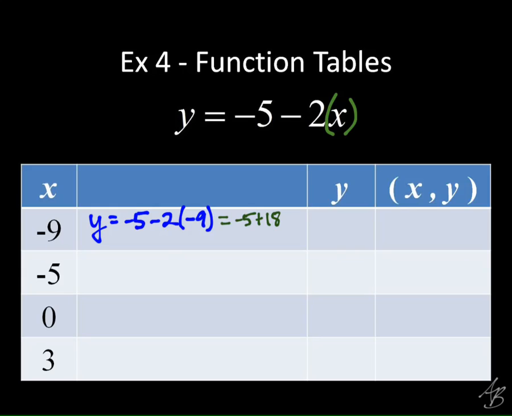That's the same thing as 18 minus 5. What is that? 13. All right. If you want, it's okay if you don't write the 13 in there, but you just put it over here in the y, but I'm going to write it in there. So we've got 13 there, which is going to be my y value. And then what's the ordered pair going to be? Negative 9, comma 13, and don't forget the parentheses.